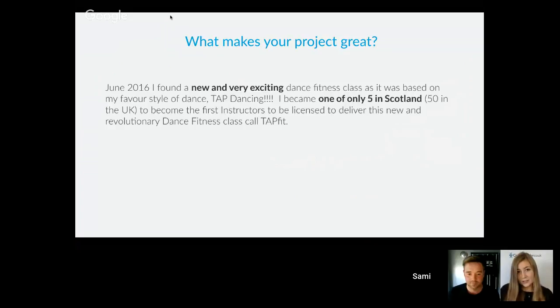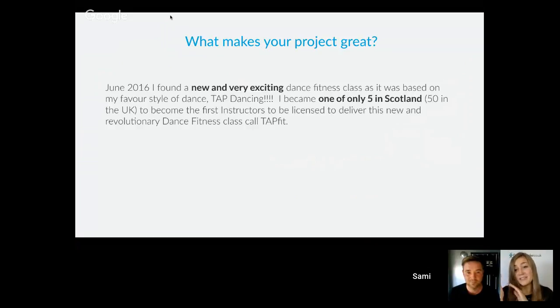And the next question is, what makes your project great? We can swap the word great in for loads of other words. So what makes your project exciting, innovative, unique? And basically, why should people care about your project and not all the other ones out there?